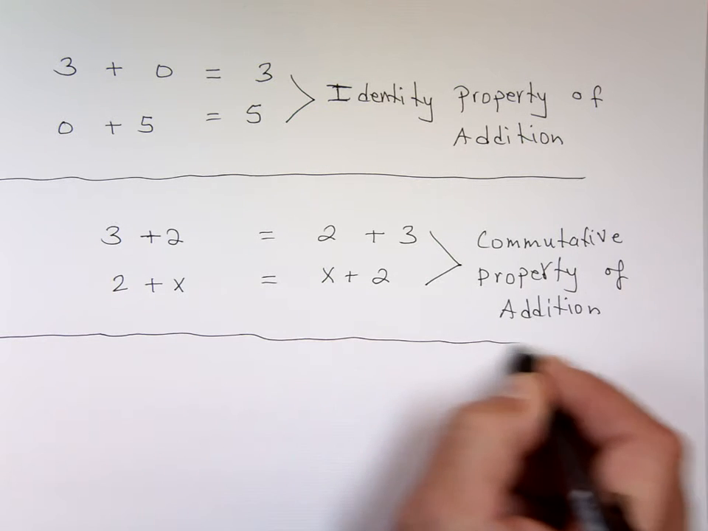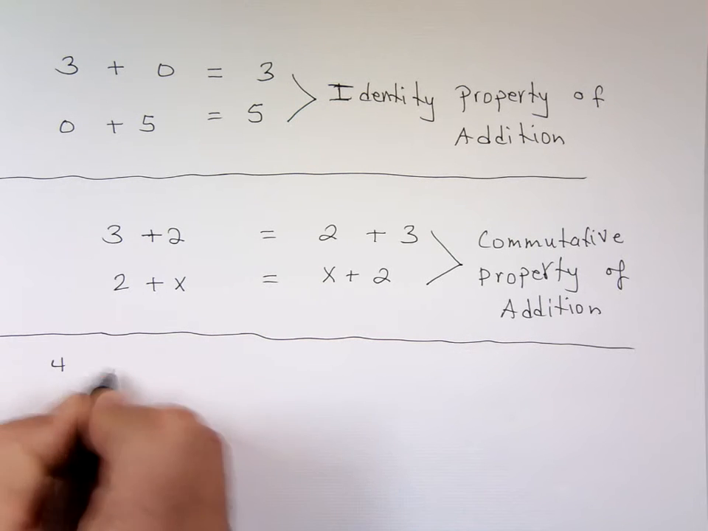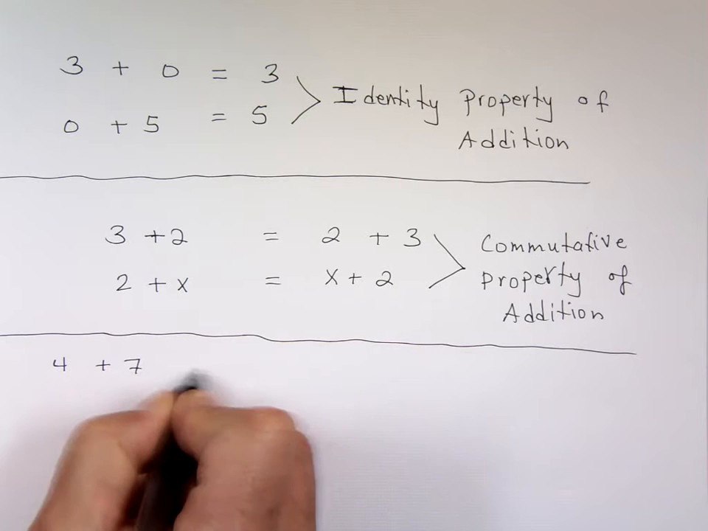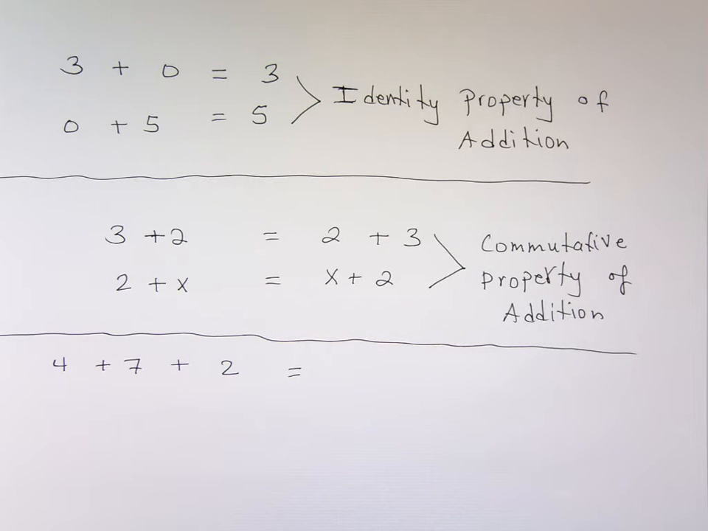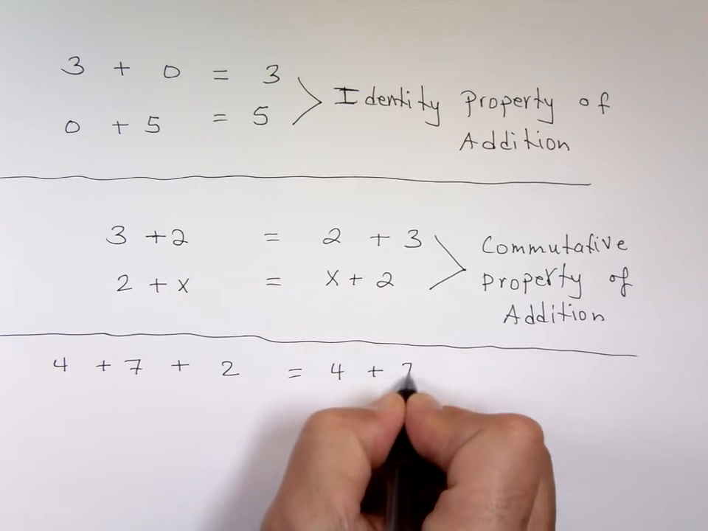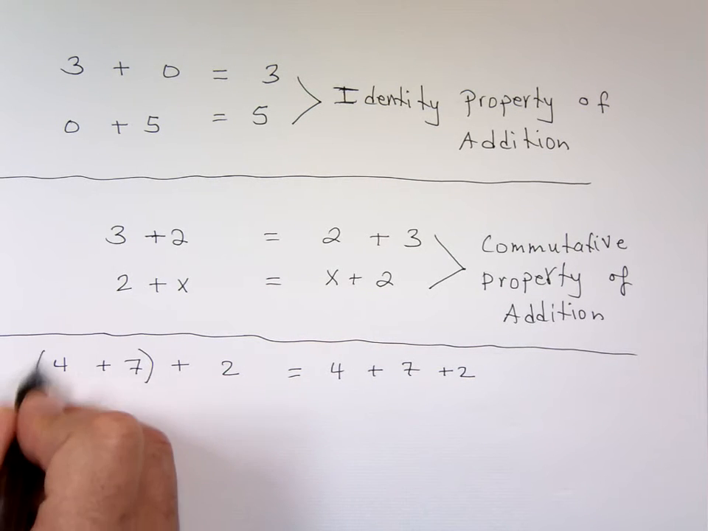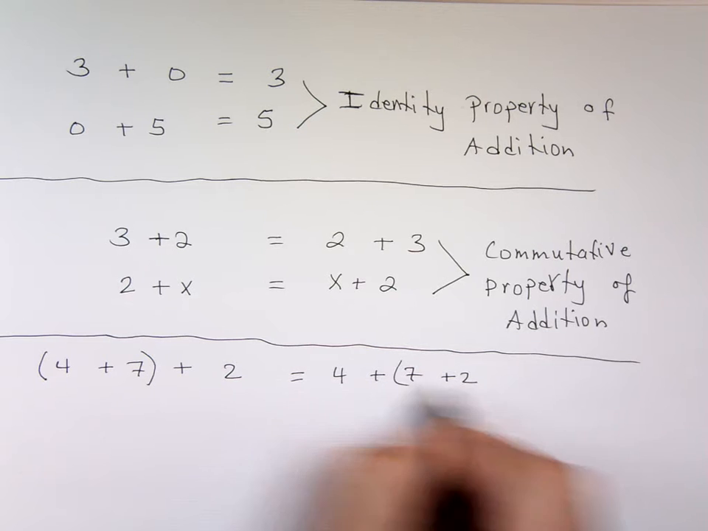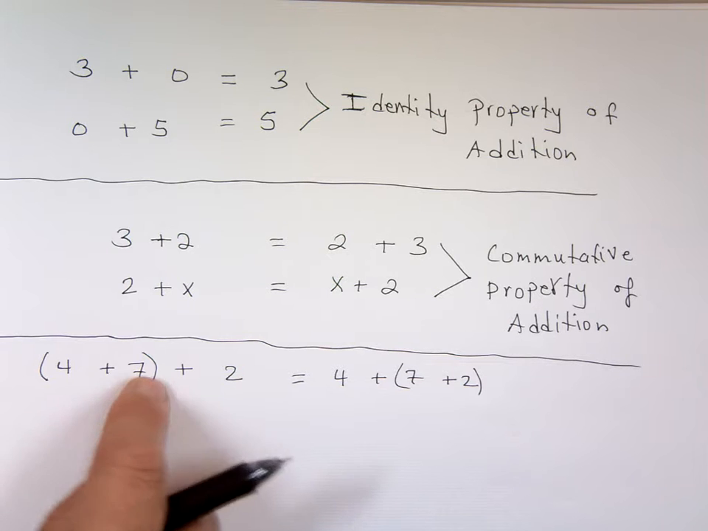If you're adding 3 numbers, let's say 4 plus 7 plus 2. Normally you add 2 first, get an answer, and add the third one to them, right? Does it matter which two you add first? If you add the first two numbers first or the last two numbers first, would that change your answer? No. Because when you add them, you got to do what's inside the parentheses first.